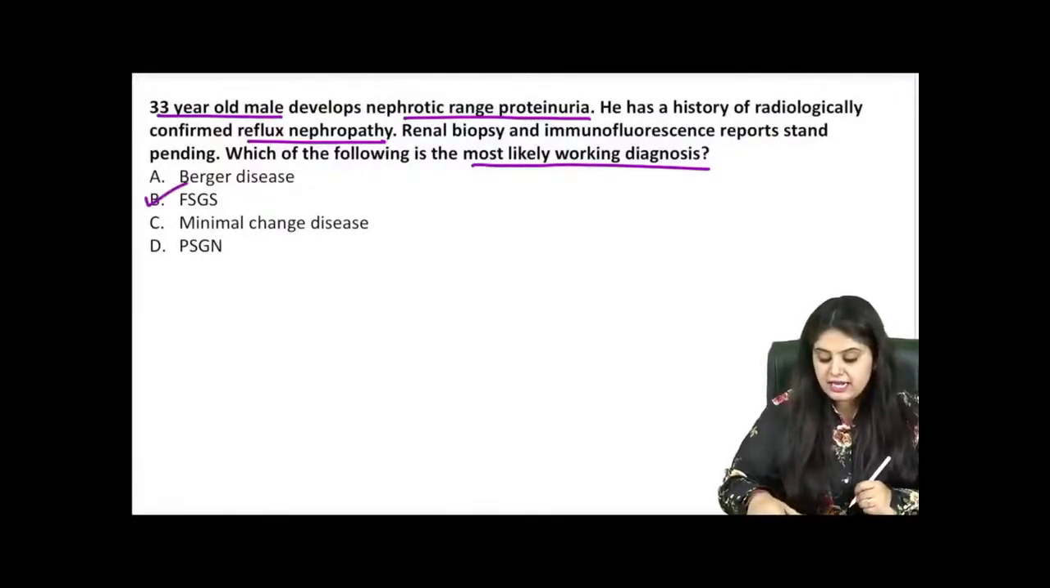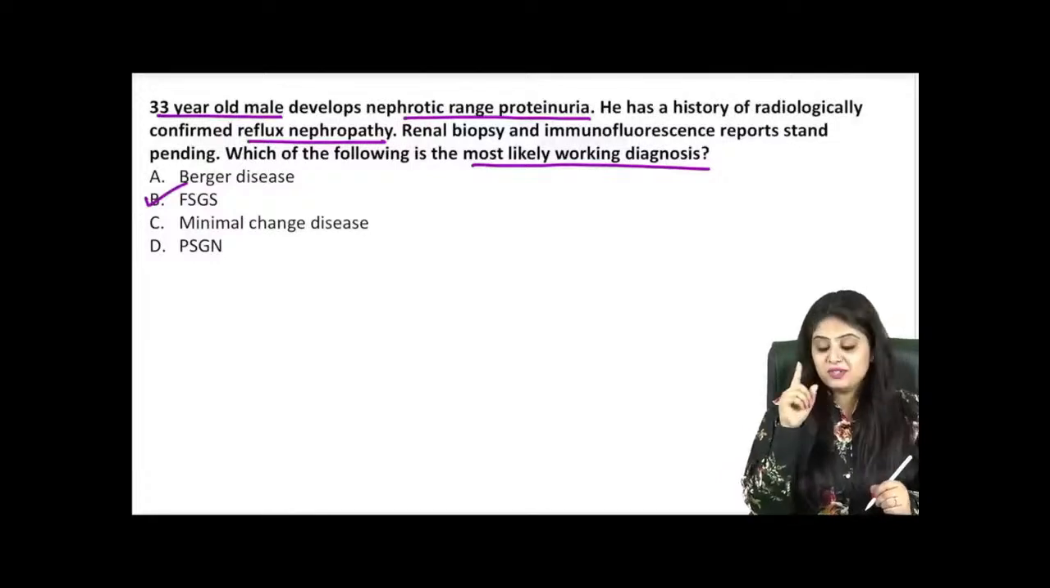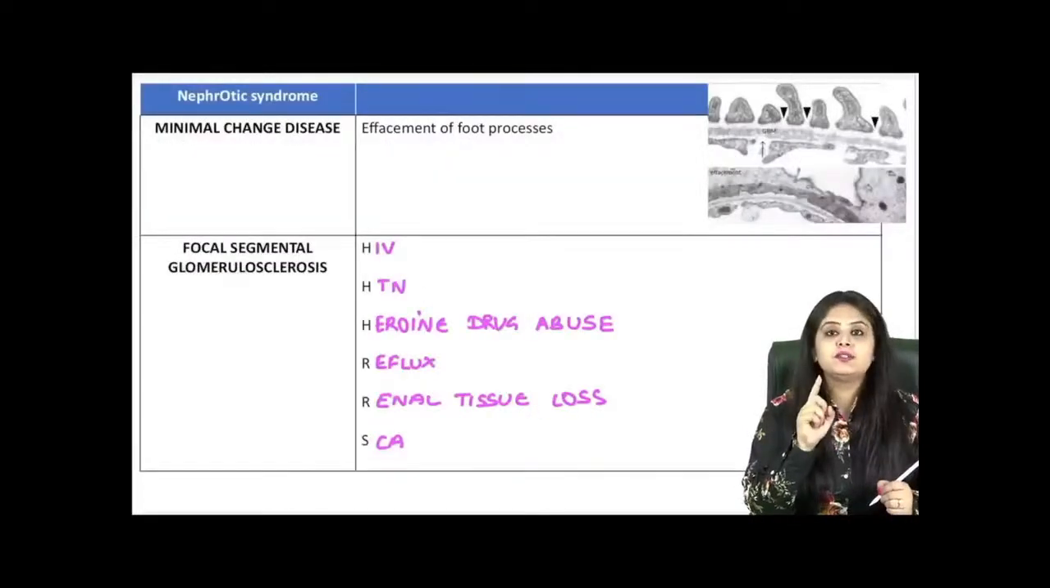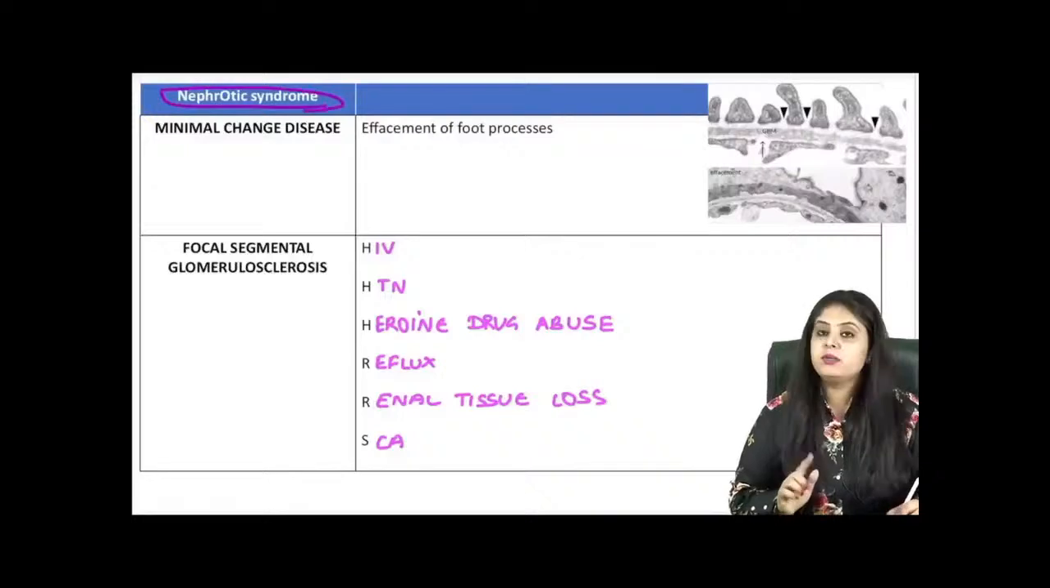Please do not think otherwise. It occurs in children and it occurs in adults too. So both will never be there in the options. Just in case both are there in the options, then look at the age. If it's a child, it's minimal change disease, and if it's an adult, then it's going to be FSGS. Okay, this is settled for all of you.